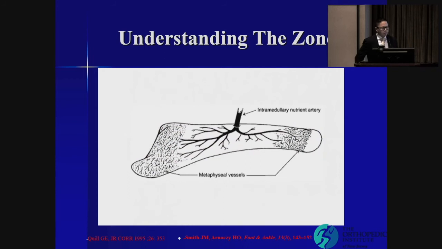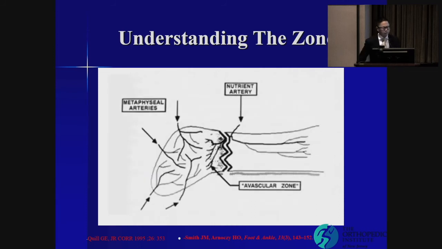And then when you look at the blood supply, and everyone knows this, there are 3 blood supplies to the fifth metatarsal. You have your metaphyseal vessels, and you have your nutrient arteries supplying it dorsally. And also the periosteal vessels, which is not here. Well, what happens is if you break the fifth metatarsal in zone 2, you then create an avascular zone in this area.